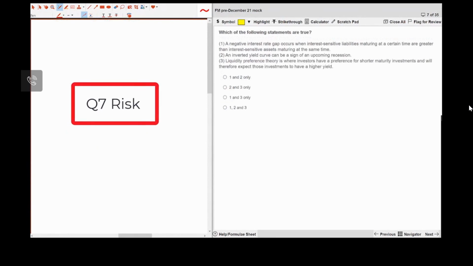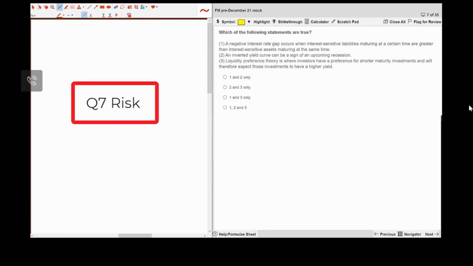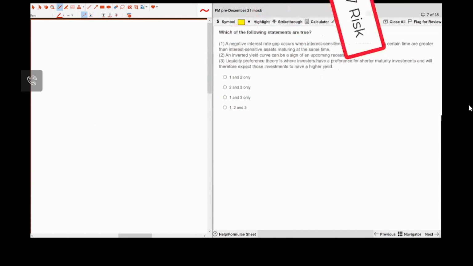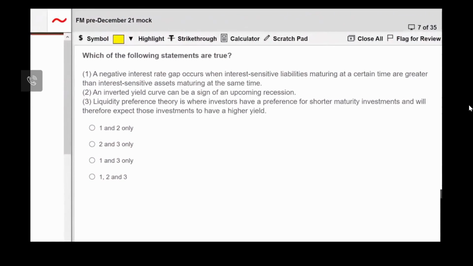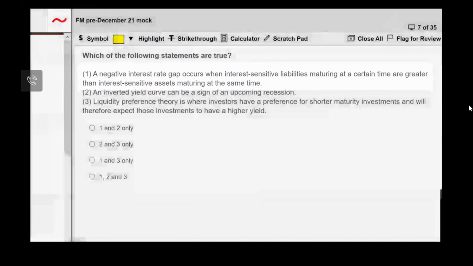Okay, so now we're on question 7, and this is a discursive question in the risk management area of the syllabus, specifically interest rates. Now we've got 3 statements here, and they're asking us which ones are true. You've got 3 options there, so we'll have a look at those in turn. The first option says a negative interest rate gap occurs when interest-sensitive liabilities maturing at a certain time are greater than interest-sensitive assets maturing at that time.